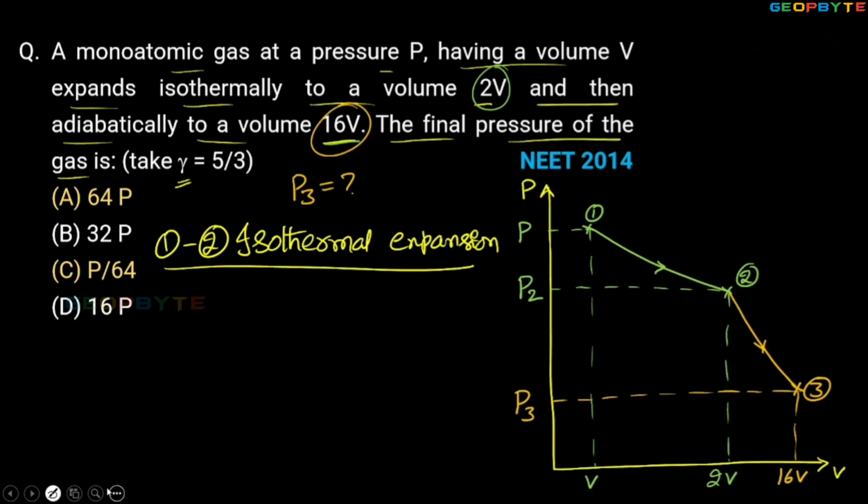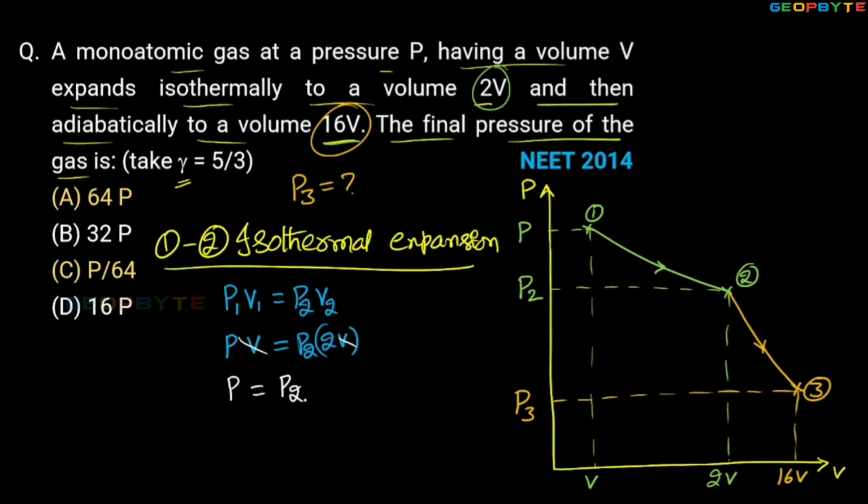For this isothermal expansion, as we know, the relation between the pressure and volume is P1 V1 equal to P2 V2. Pressure at state 1 is P, volume at state 1 is V, pressure at state 2 is P2, volume at state 2 is 2V. Then this V is cancelled, P equal to 2 times P2. From this, P2 equal to half of P. Then let us take 2 to 3, that is adiabatic expansion.